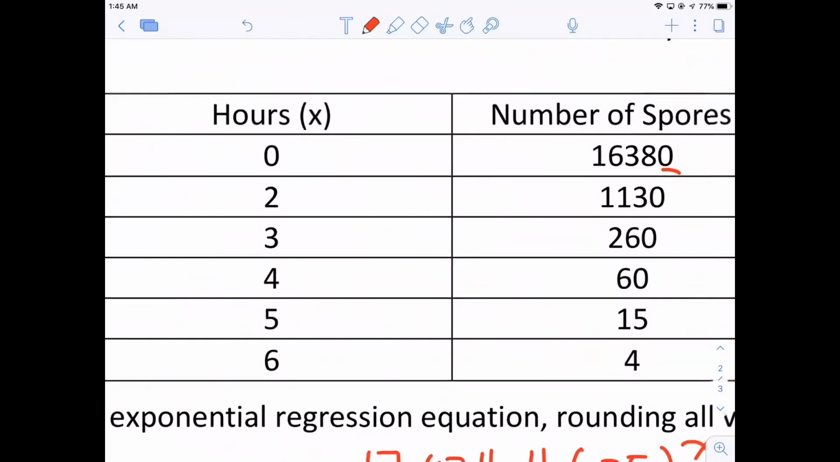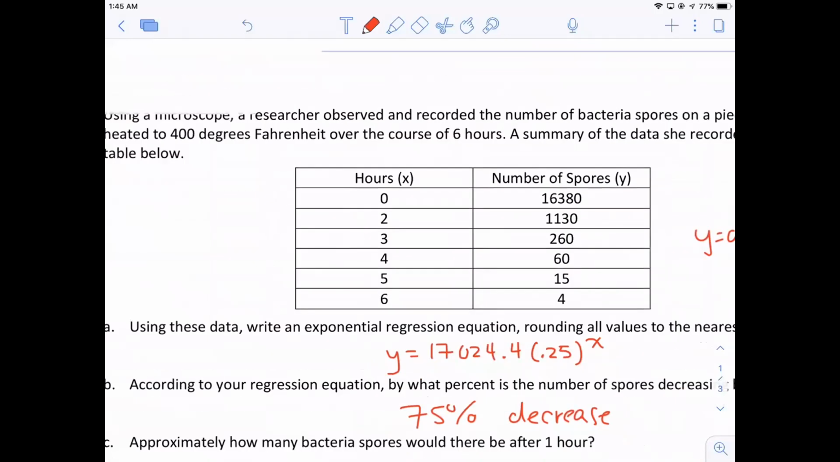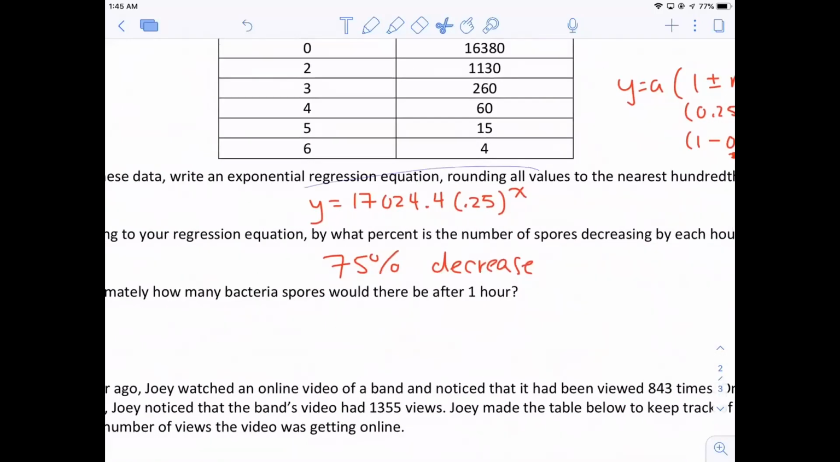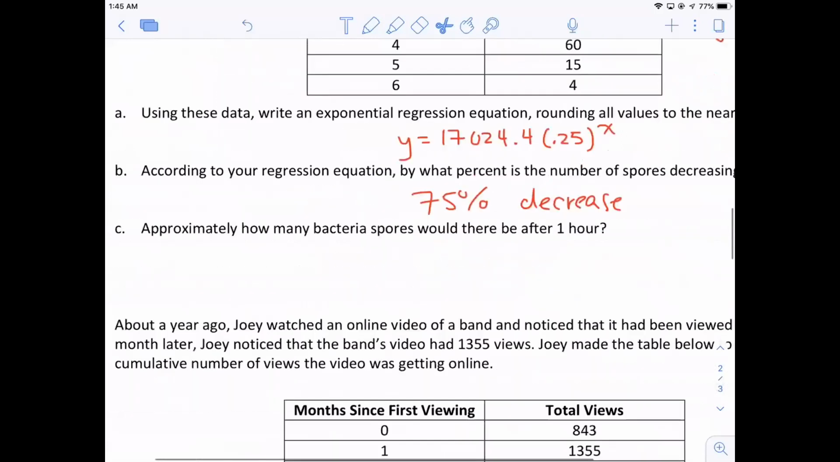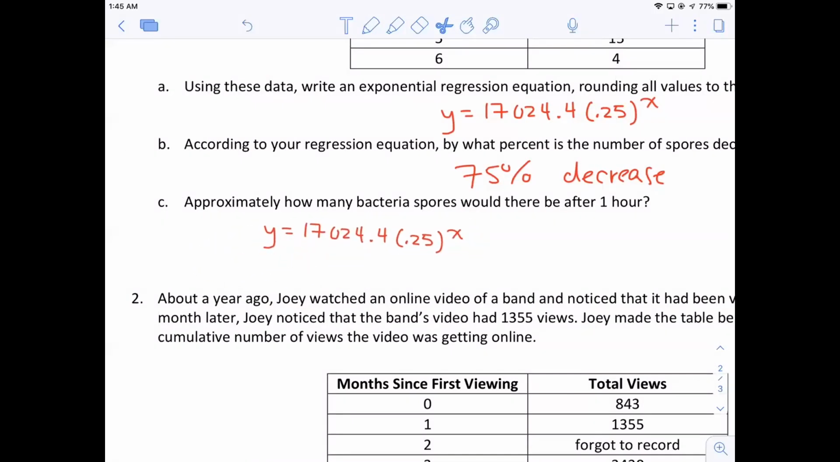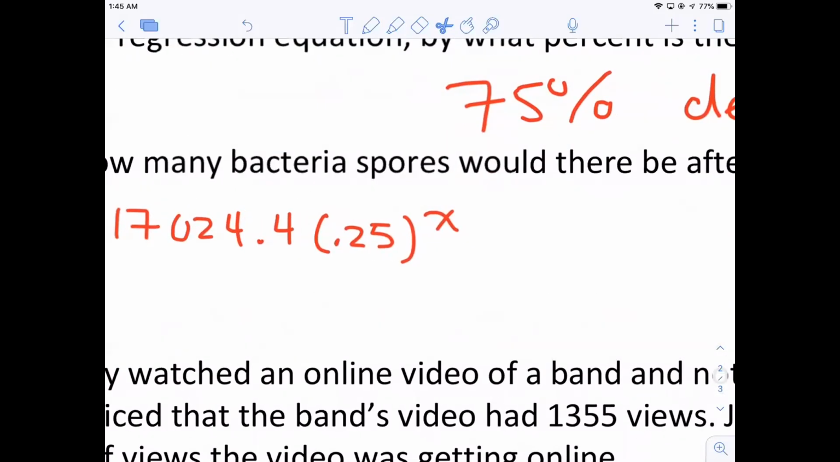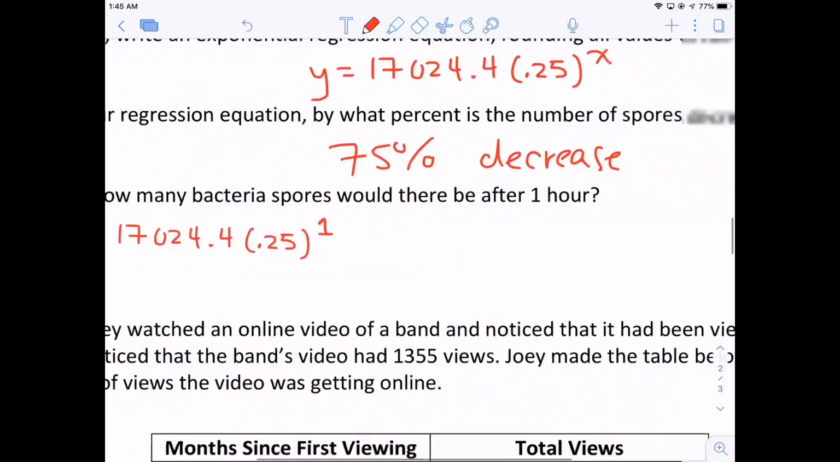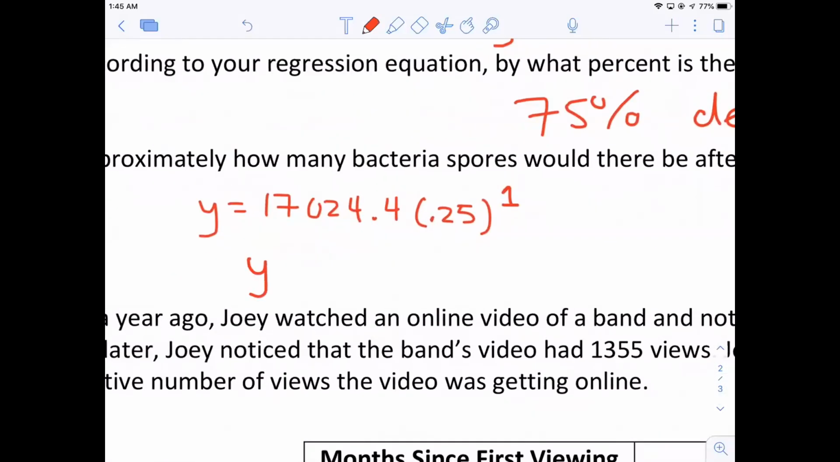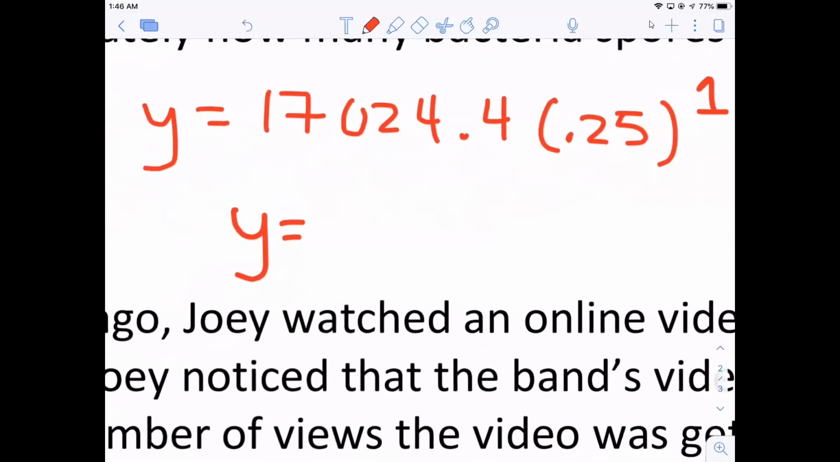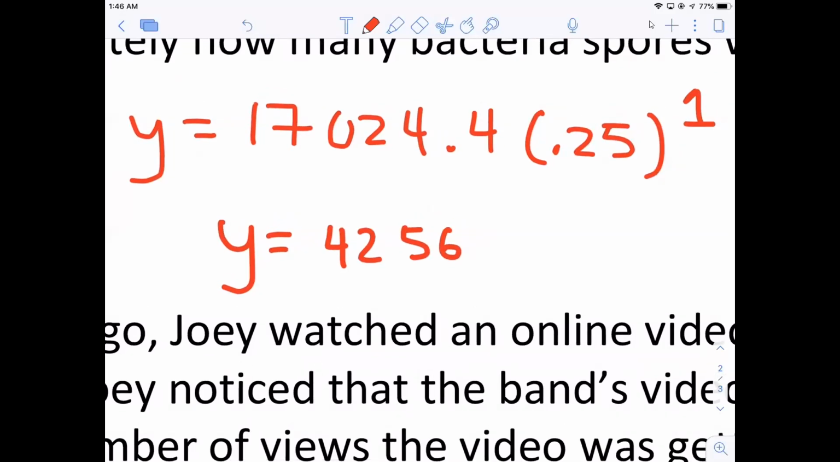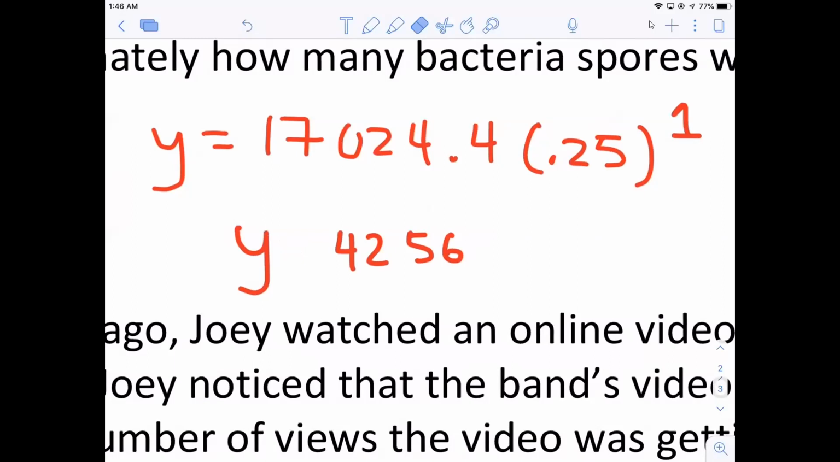And how much bacteria would we have after 1 hour? So that data is missing here, right? But now that we have this equation, we could use this equation to predict how much we would have after 1 hour. So I'm going to copy and paste this equation. And all we got to do is plug in a 1 for x, because x was the number of hours. And calculating this, we are going to get about 4256. This is 0.1, but let's just round. So about 4,256 bacteria.